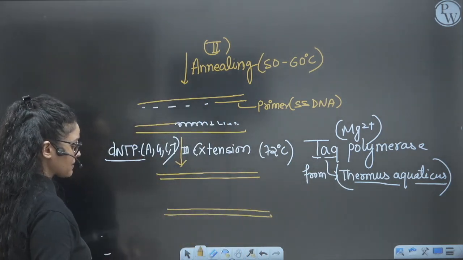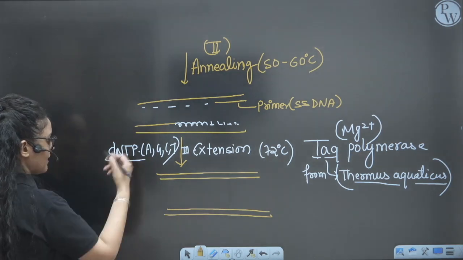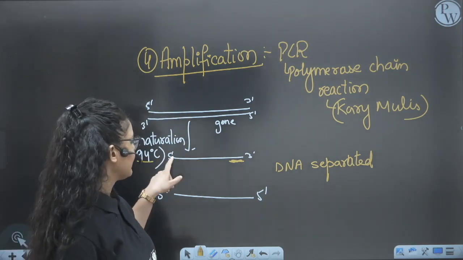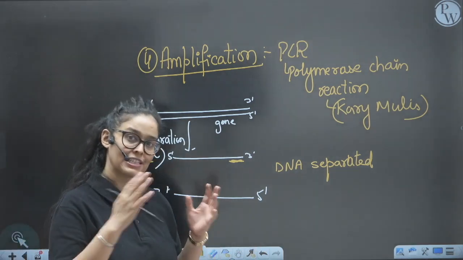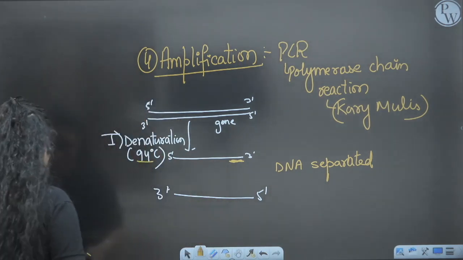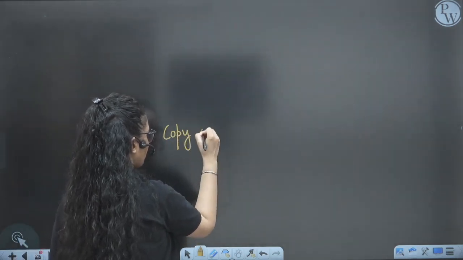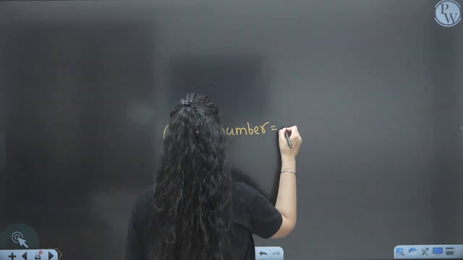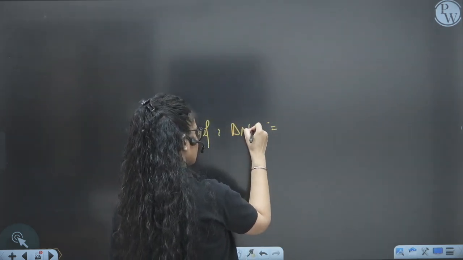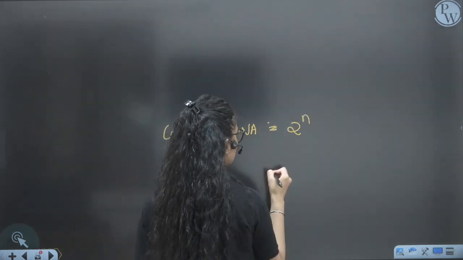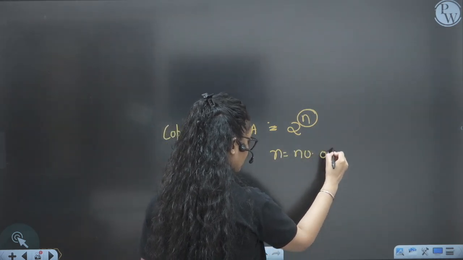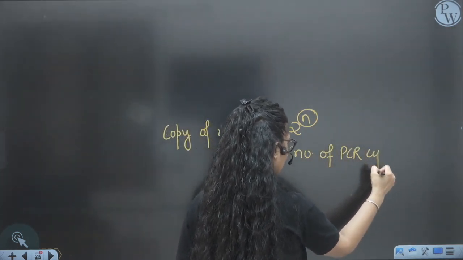Finally replication is done. We have got the copies, right? So the same process will start again. That is denaturation, then annealing, then extension. This will keep on repeating. How do we find out how many copies of DNA we will get? The formula is 2 raised to the power n, where n is the number of PCR cycles, how many times we are doing the PCR.